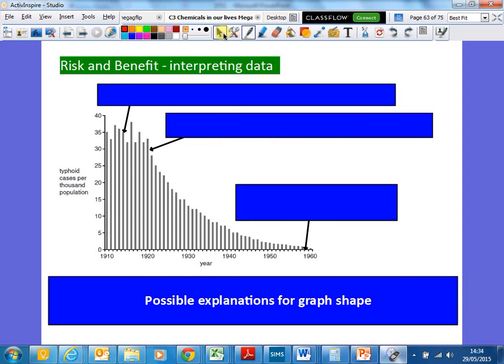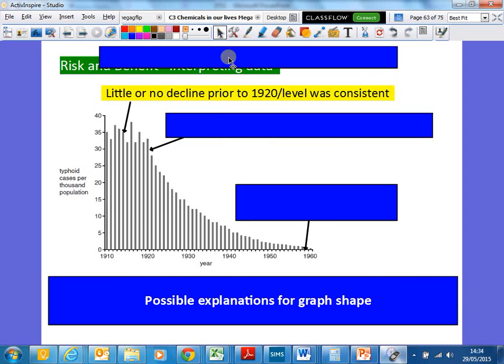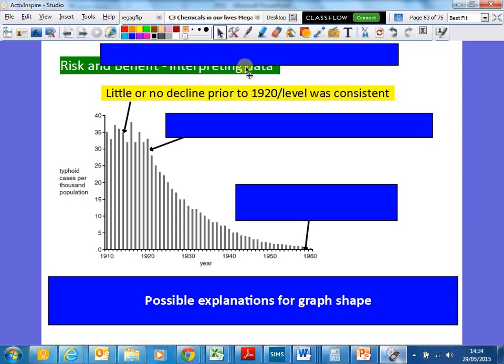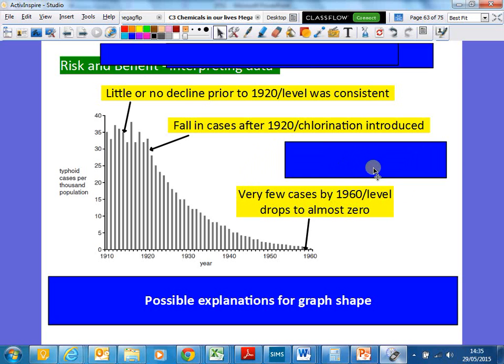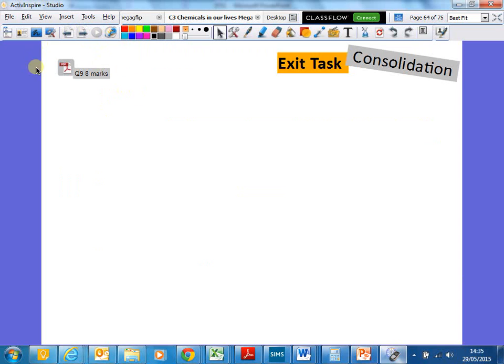Well, if you were to look at the different areas of the graph, you might describe that there was little or no decline prior to 1920, or at least the level was consistent. The number of cases started to fall after 1920, or once chlorination was introduced, and that by 1960 there's almost 0 cases of typhoid. We're going to use the same similar thing to answer question 9 of this 2013 paper.